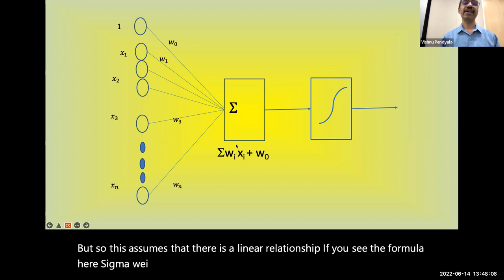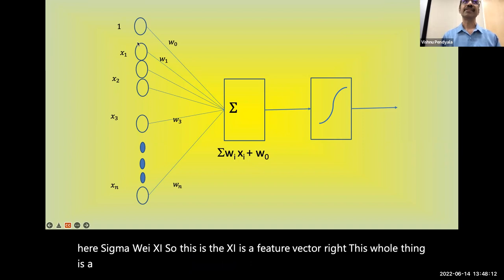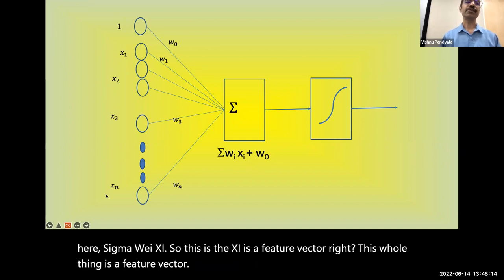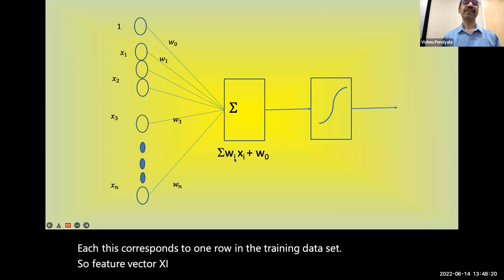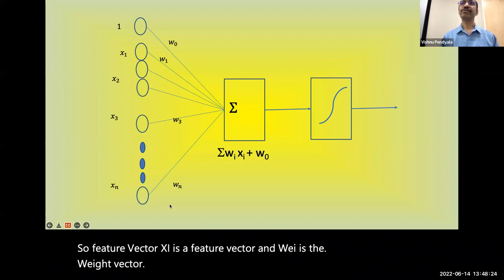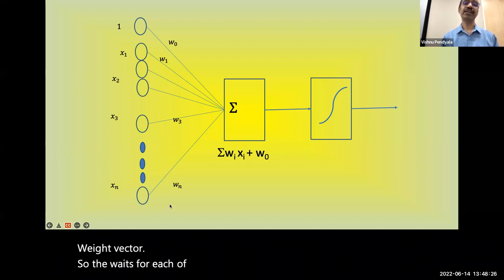So x_i is a feature vector, right? This whole thing is a feature vector. This corresponds to one row in the training data set. So x_i is a feature vector, and w_i is a weight vector. So the weights for each of those features, you combine them together.